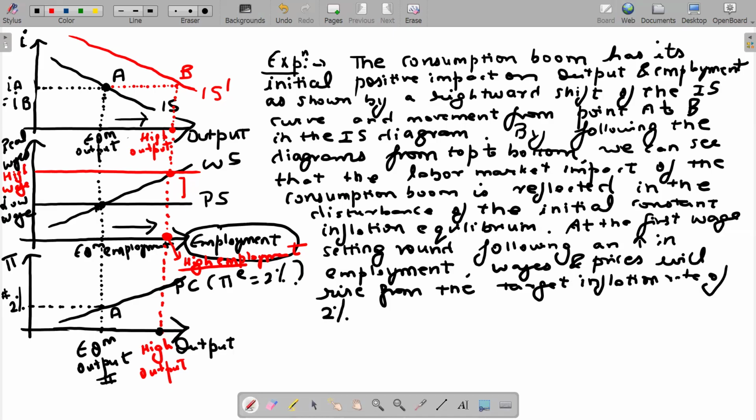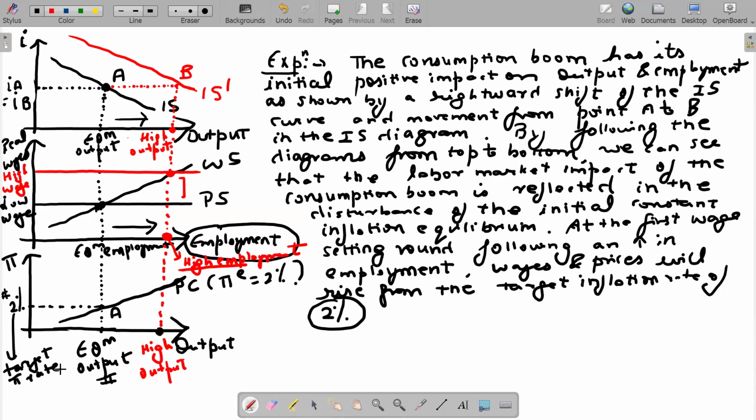What I'm trying to say is the first impact that is going to happen in the labor market is that when there is going to be a consumption boom, prices will rise. So that means now we are going to deviate from the target inflation rate. Now the actual inflation will be above the target rate of 2%. 2% was my target rate, target inflation rate. Now actual inflation will go above the 2% target inflation rate.